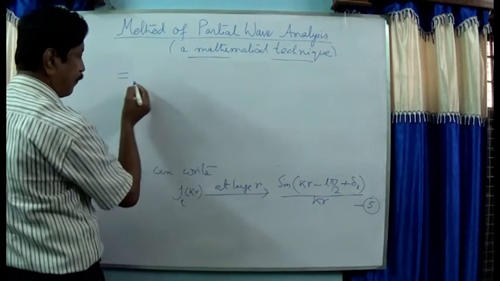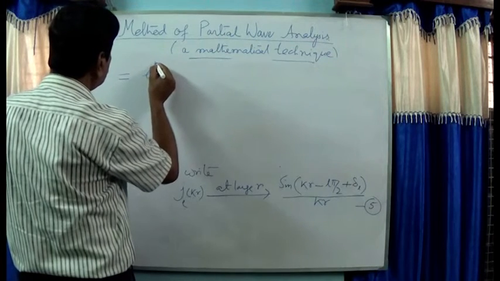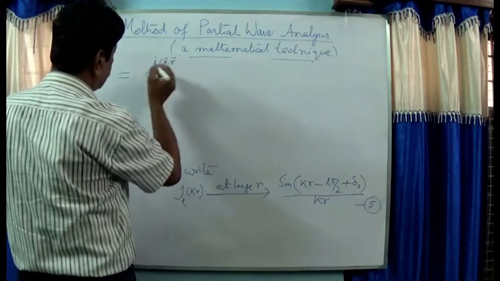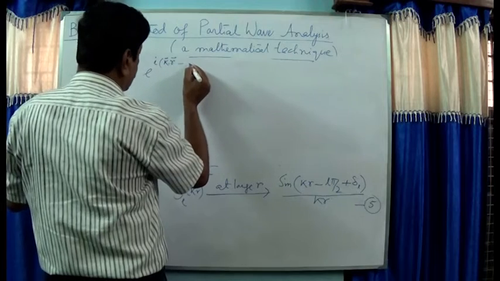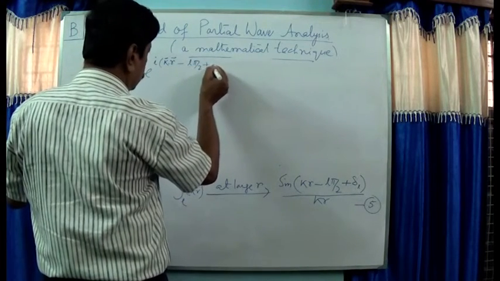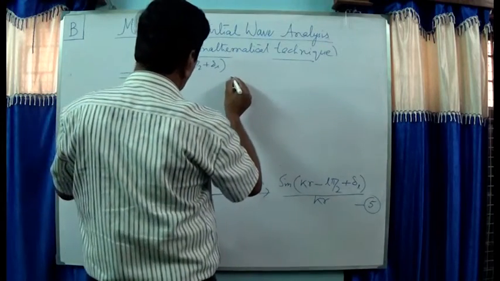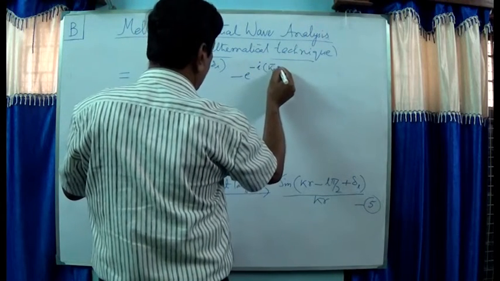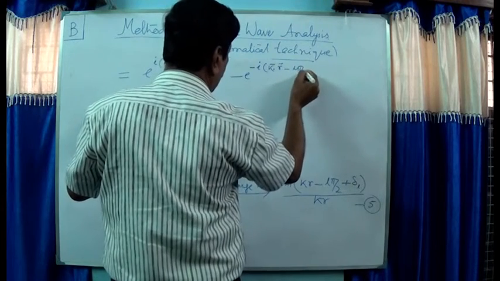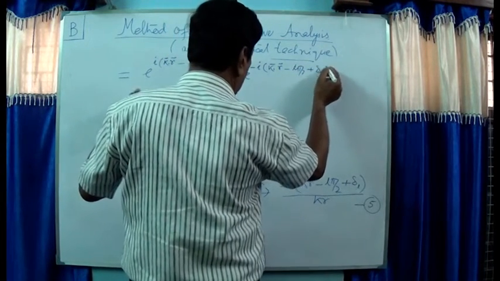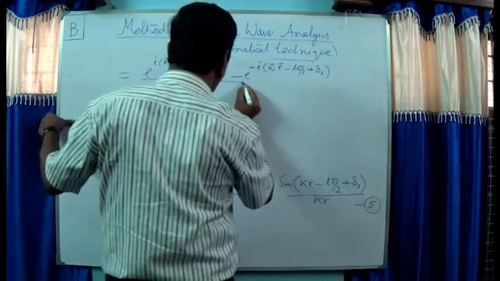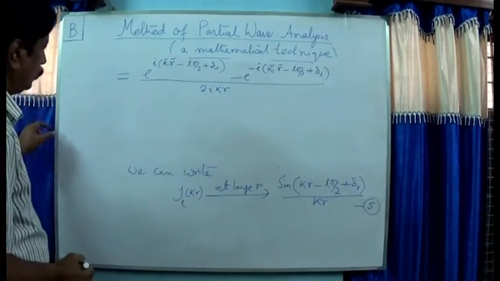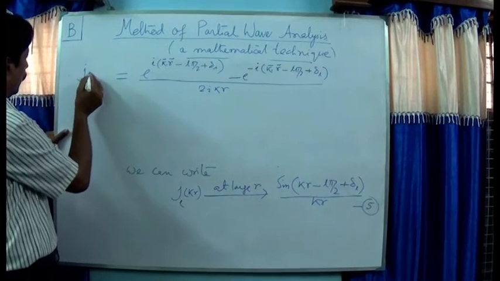This is equal to e to the power i(kr minus Lπ/2 plus δL) minus e to the power minus i(k·r minus Lπ/2 plus δL), whole divided by 2i kr. So we are writing about jL(kr).